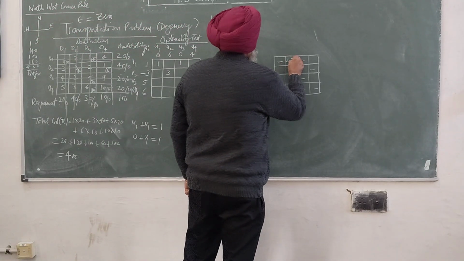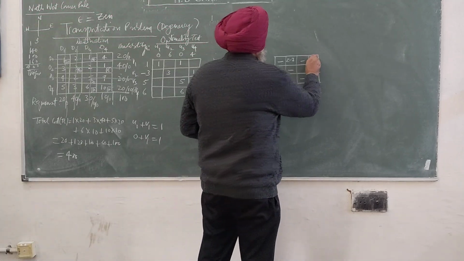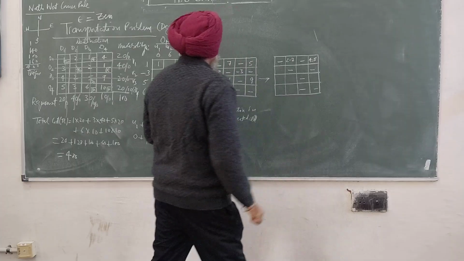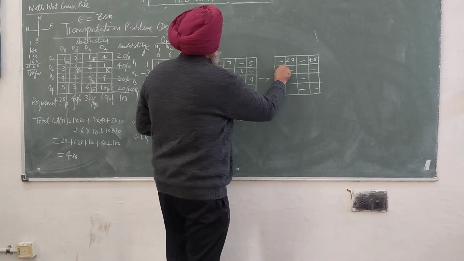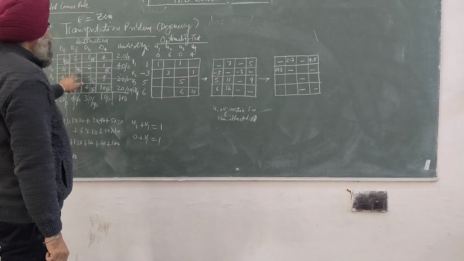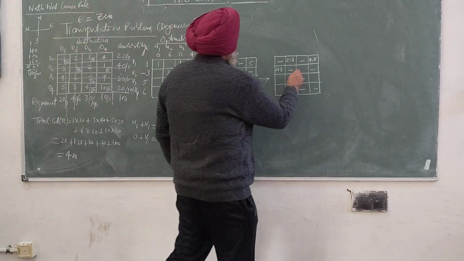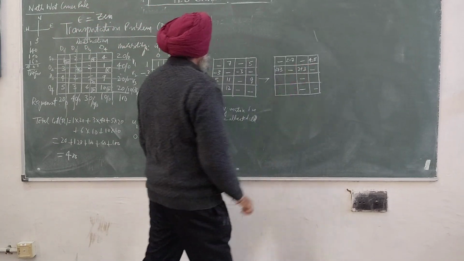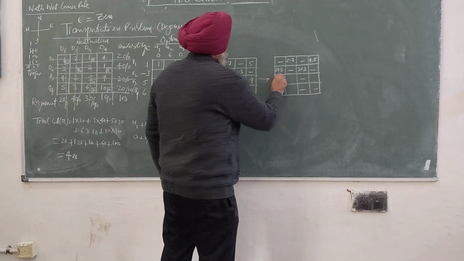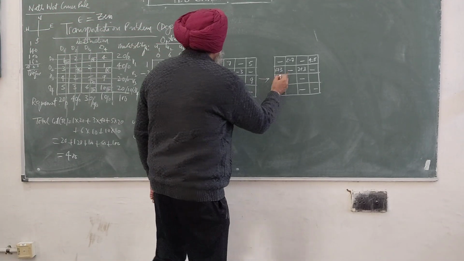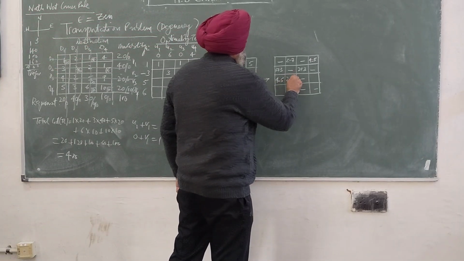2 minus 7. Clear? Then 4 minus 5. Clear? This is 3 minus minus plus. Here it is 2 minus minus plus. Clear? This is called cell evaluation. This is 4 minus 5. Clear? Then 2 minus 11.